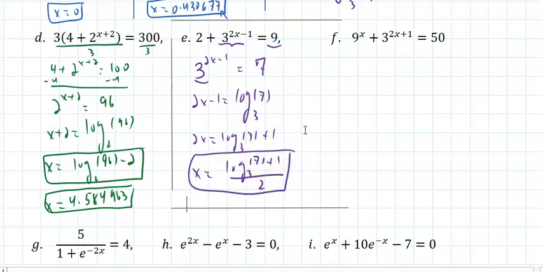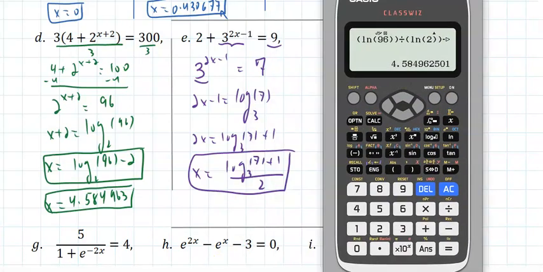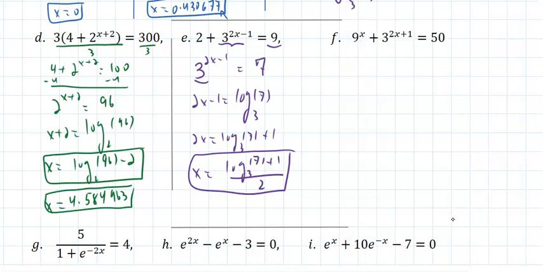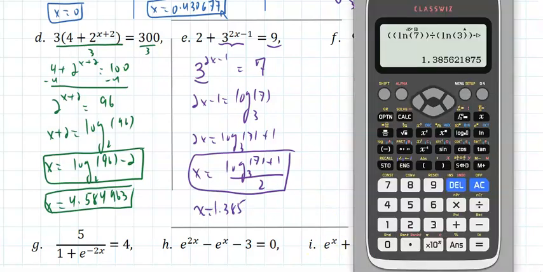And I could use my calculator to approximate that, and here it is. Parentheses, so I'm going to take natural log of 7 divided by natural log of 3, plus 1, divided by 2. 1.385622.